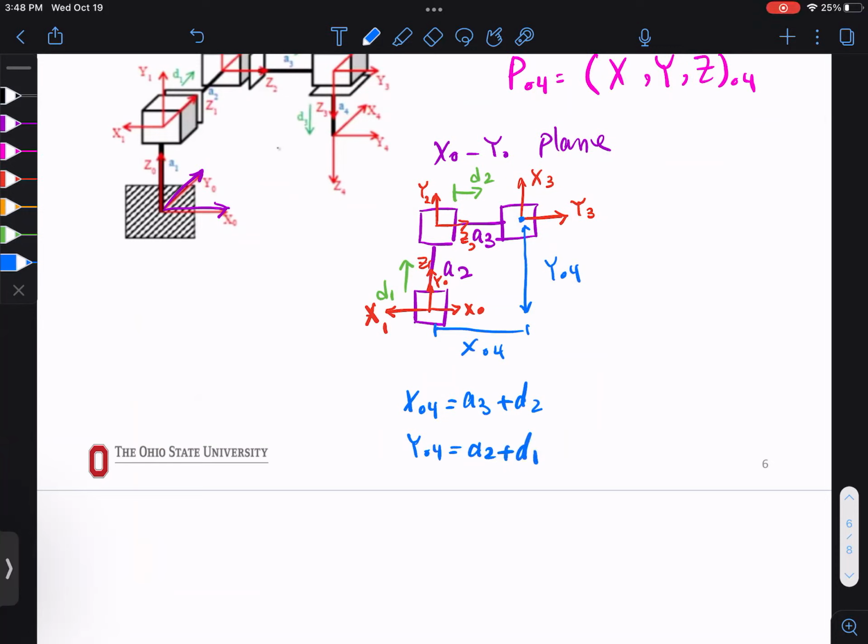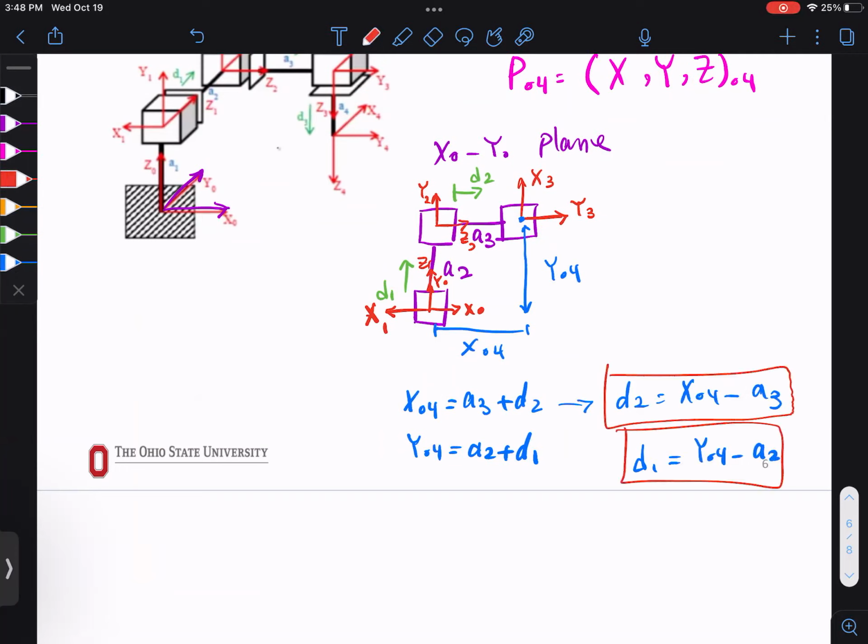Doctors, can we stop here? No, you can't, because you cannot code like that and ask the computer to do it for you. So you have to actually do that. D2 is what you're trying to find. D1 is Y04 minus A2.